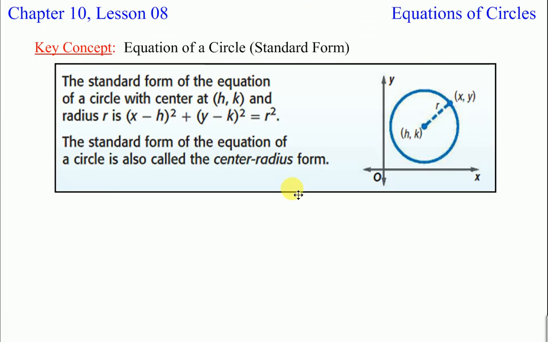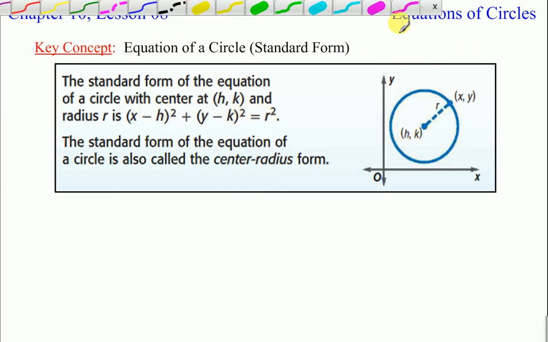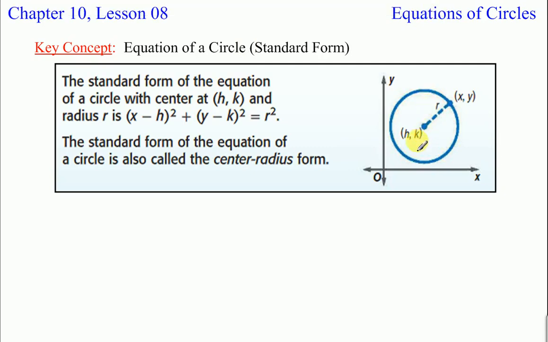The equation of a circle in standard form. This is a little bit like the Pythagorean theorem, a squared plus b squared equals c squared, just we're using coordinates here. And the coordinates for the center, we call that h. Okay, so there would be h and k.